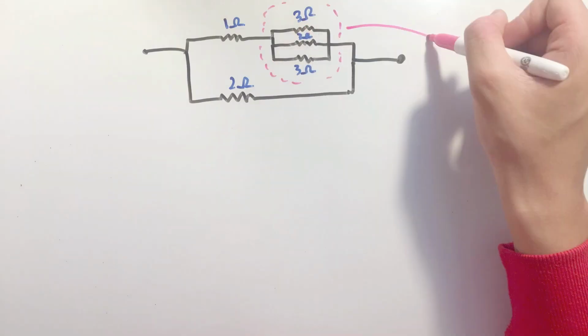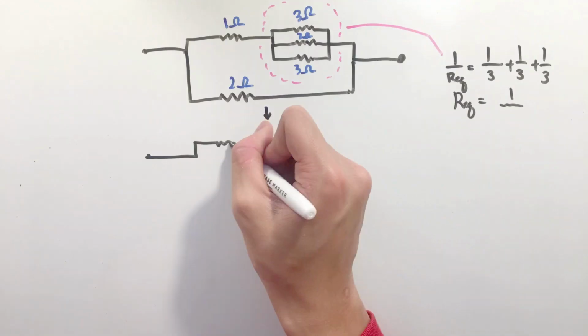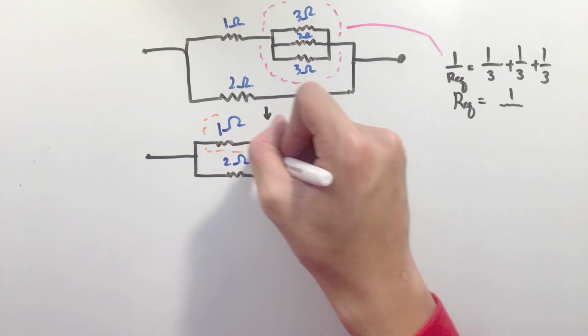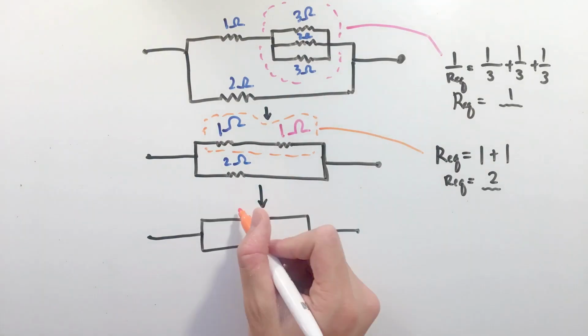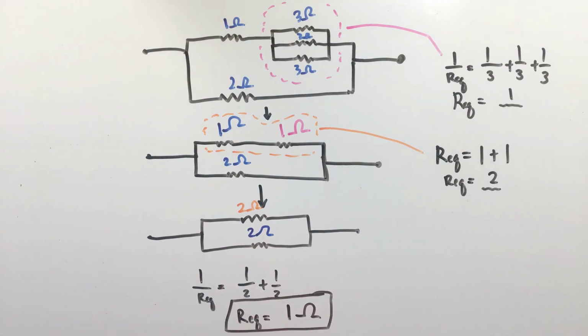If you're given a complex-looking arrangement of resistors, some in series and others in parallel, start small and work your way outwards, reducing multiple resistors down to one equivalent one through the equations that we just learned.